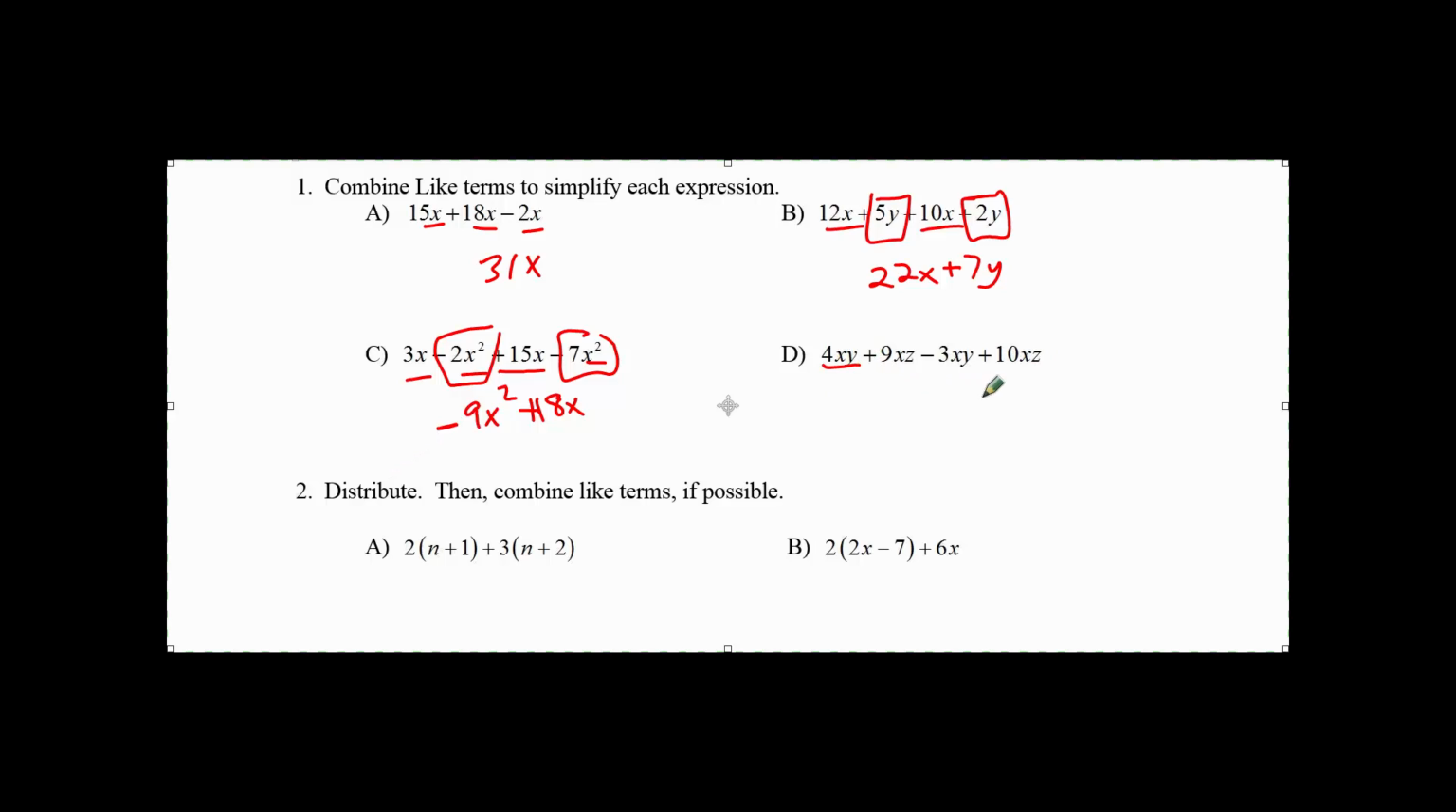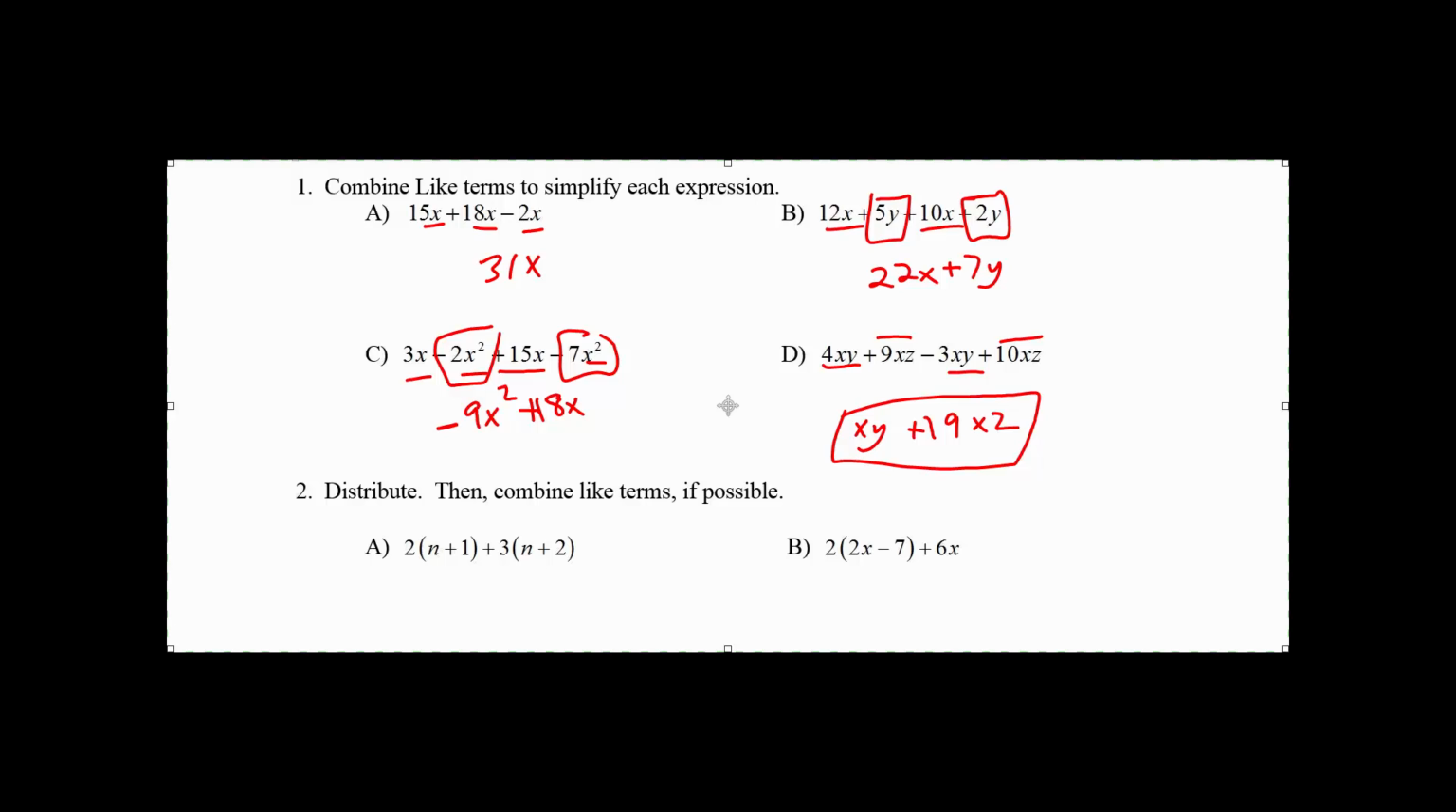And in this one, we got an xy term, we got another xy term, we got an xz term, another xz term. Now in this case, the order doesn't matter too much. I would say x's come before y's, which come before z's. So x and y in the alphabet is better than x and z, so I'm going to put 4 minus 3, that's 1xy. And then 9 plus 10 is 19xz. Now, do we need the 1? No. Does it hurt to have it there? No. Either answer is good.